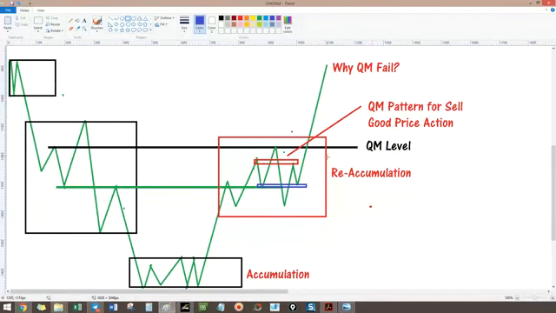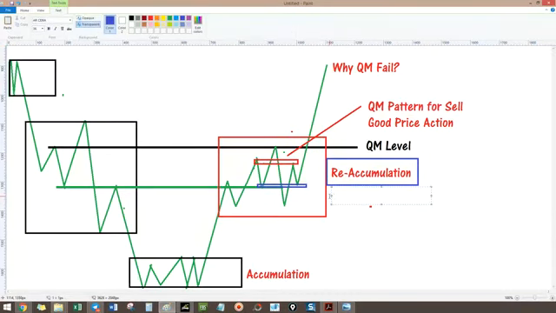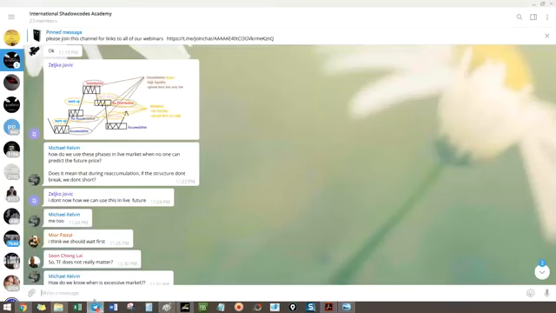Because it's in reaccumulation or participation. Participation is for buyers, not for sell. Okay, do you understand this?